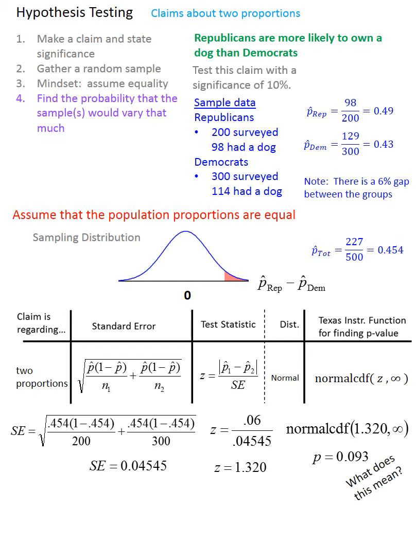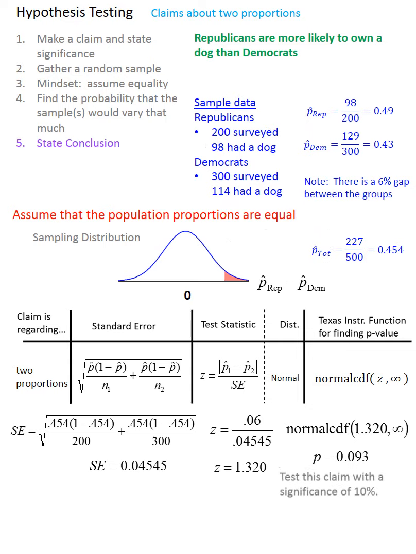So what does this mean? It means that if the null hypothesis were correct, that there was no difference between the two political parties in terms of dog ownership, the probability of us getting a 6% gap in our samples is only 9%. And from that, we can draw our conclusion by comparing that to the significance.